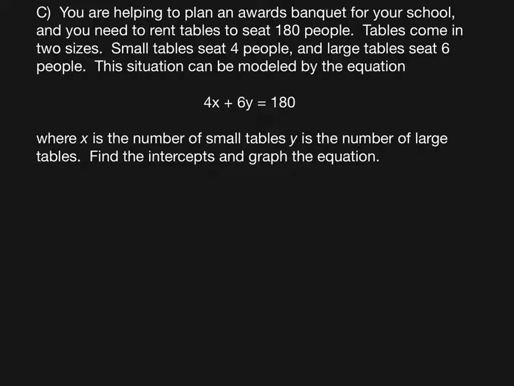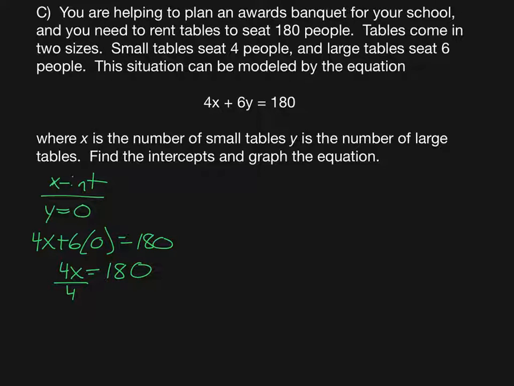So we're going to do this problem just like we did the last couple. We can start with the x-intercept. Doesn't really matter what we start with, x or y. I just always like to go in alphabetical order. X-intercept, we know y equals 0. So we got 4x + 6 times 0 equals 180. 6 times 0 is 0, so we got 4x = 180. And we divide by 4. We get x = 45. So our x-intercept: x = 45, y = 0.